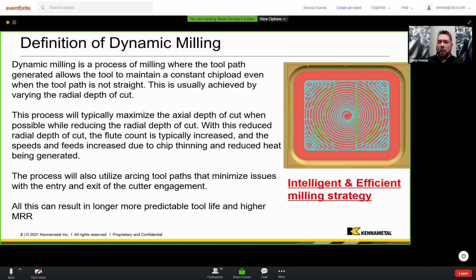So if done properly with a good CAM system, then we're going to utilize different arcing toolpaths that you can see over here to the right. That's going to help with entry and exit of the cutter engagement. And one of the biggest things at the end of this is to get to more predictable tool life and try to achieve higher material removal rates.